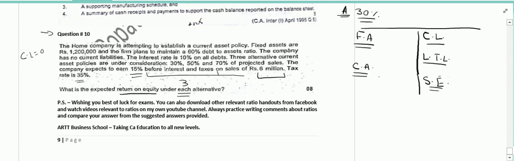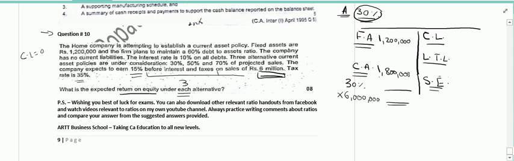The first line of the question says that fixed assets are 1.2 million, so I know that this amount will be 1.2 million. After that, if I am making my balance sheet for the first policy, it said that you will maintain your current assets at 30% of your sales. So your current assets will be 30% of what? Of 6 million. Why 6 million? Because 6 million is my sales. So 30% of 6 million is 1,800,000, and therefore my total assets will be 1.8 and 1.2 million, which is 3 million.